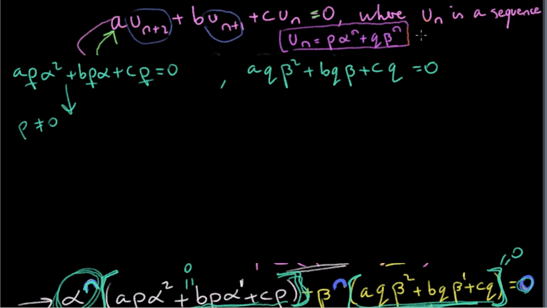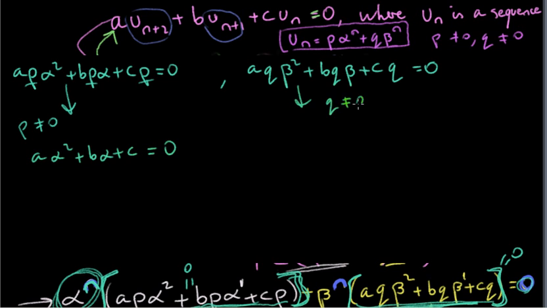Well, p could be equal to 0 actually, but we're assuming here that p and q are not equal to 0. P is not equal to 0. Q is not equal to 0 for now. That enables me to divide across this equation by p. So if we divide all of this by p, we get a alpha squared plus b alpha plus c equals 0. And since q is not equal to 0, dividing this by q, we get a beta squared plus b times beta plus c equals 0.